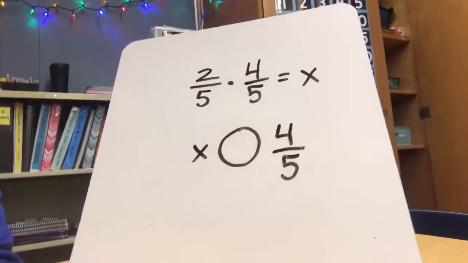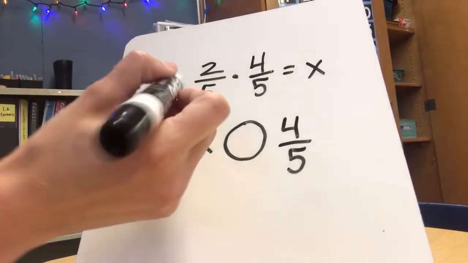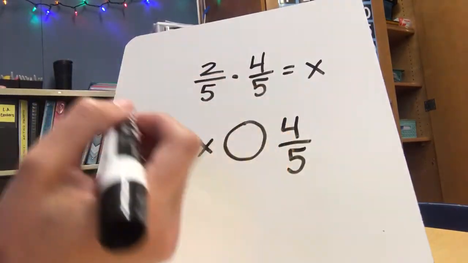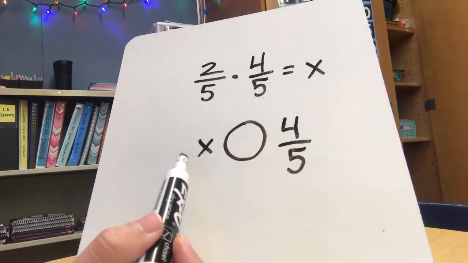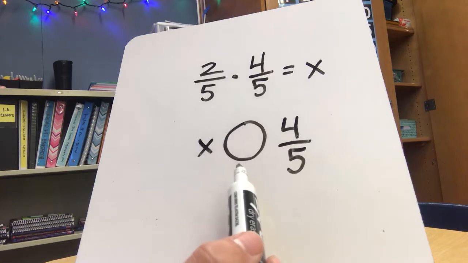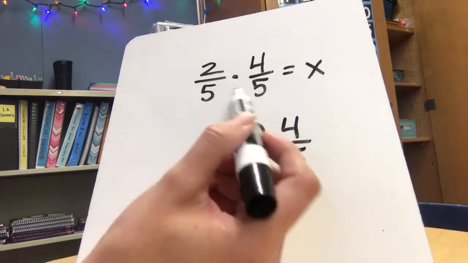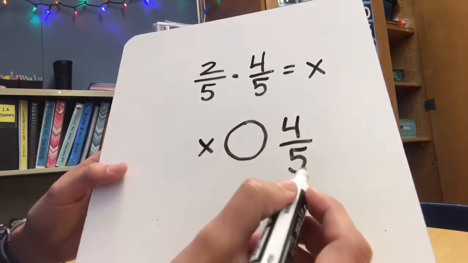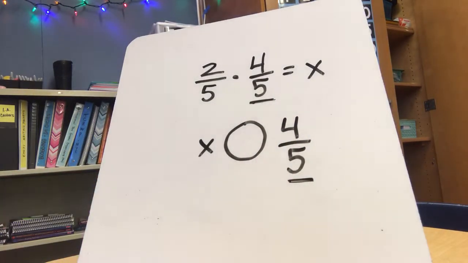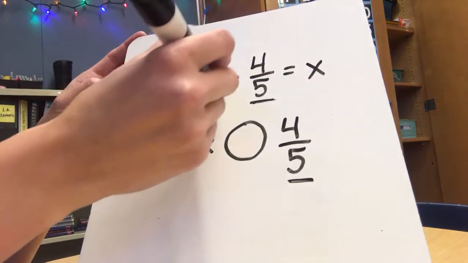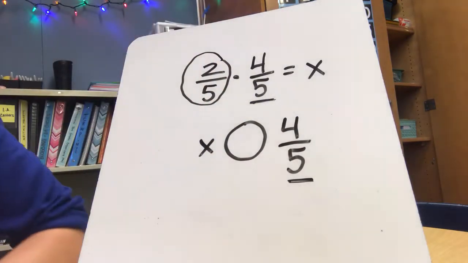It's number 12. So here we've got 2/5 times 4/5 equals x. And we need to predict whether x is greater than, less than, or equal to 4/5, so that second factor. So I'm going to just underline it so I know which factor we're looking at. We actually want to focus on the number that factor is being multiplied by. So that's 2/5. We're going to focus on this 2/5.